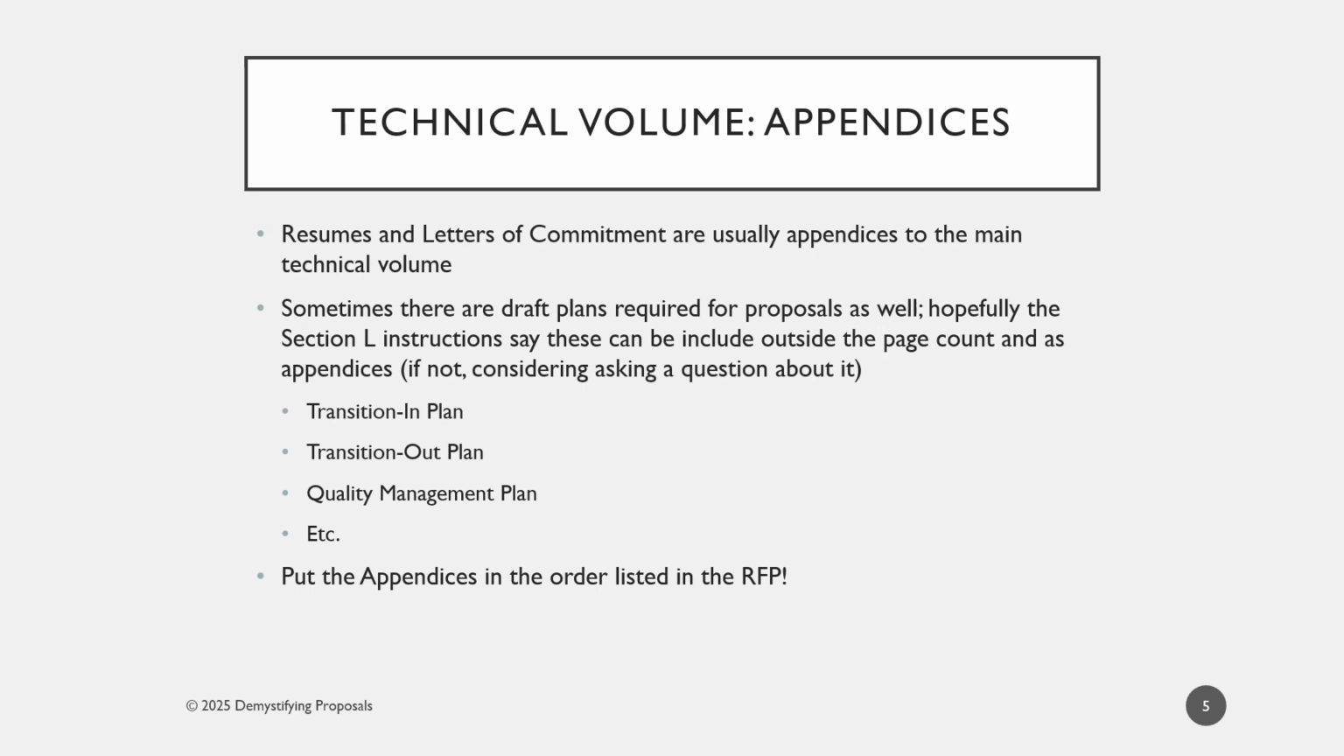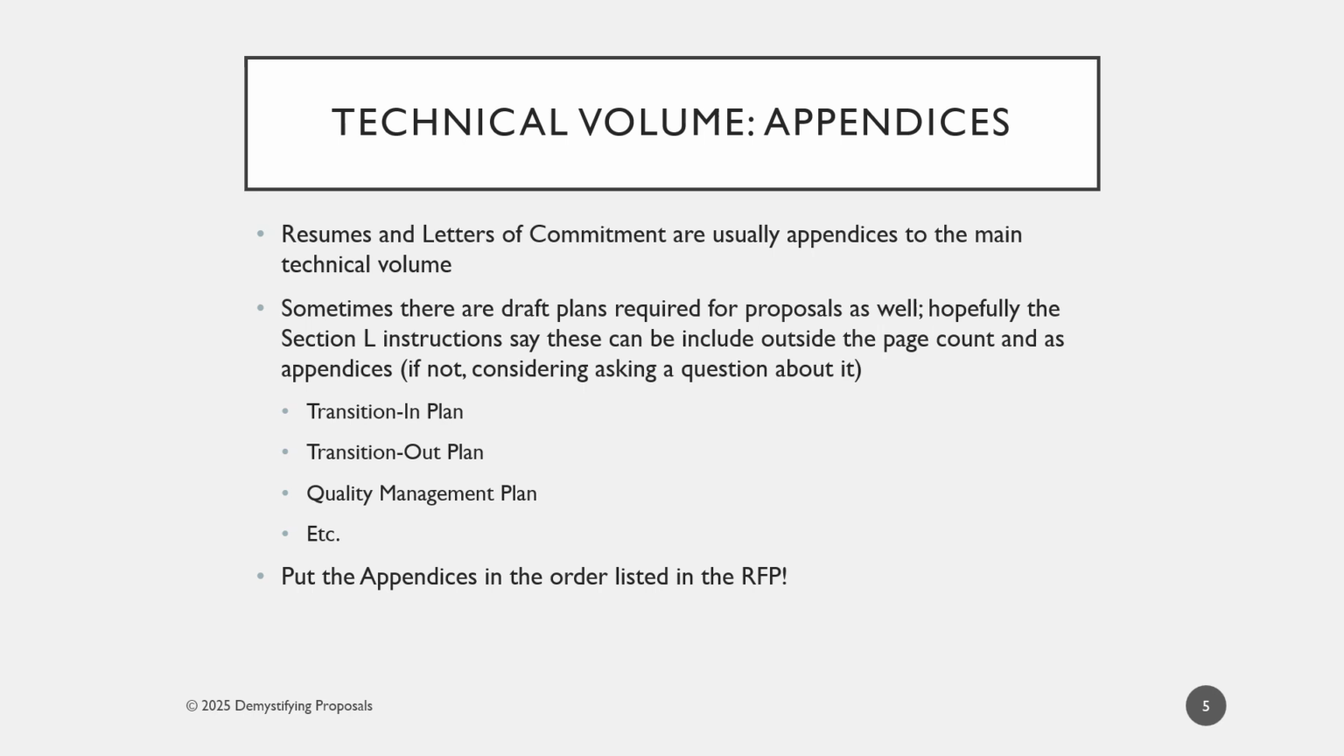Most proposals will have appendices. These are often the resumes or the letters of commitment. There are other things that might be in an appendix. Sometimes there are draft plans, for example, like a transition in plan or transition out plan or quality management plan.